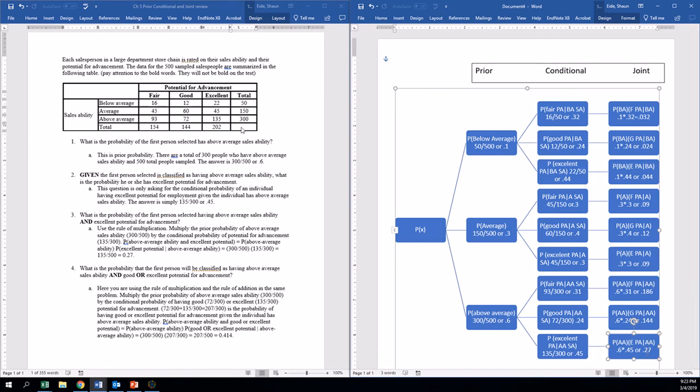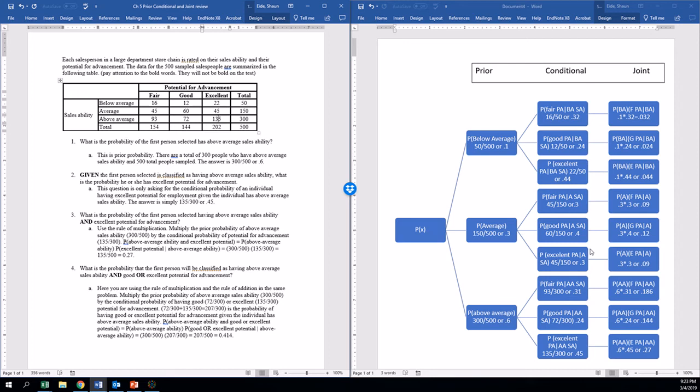Another way to do this, if you want to, is we can say right here the total is 500. So we can ask, what is the probability that they will have above average sales ability and excellent potential for advancement? What is the probability that they will have both of these out of everyone? With joint probability, you can literally just do 135 divided by 500. That would also give you the exact same number, and that number would be 0.27.